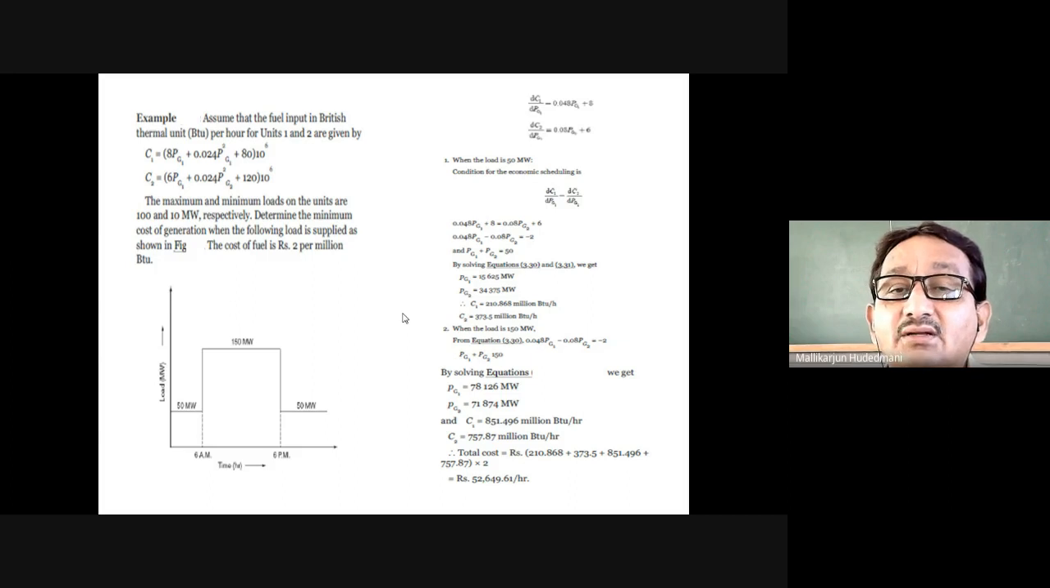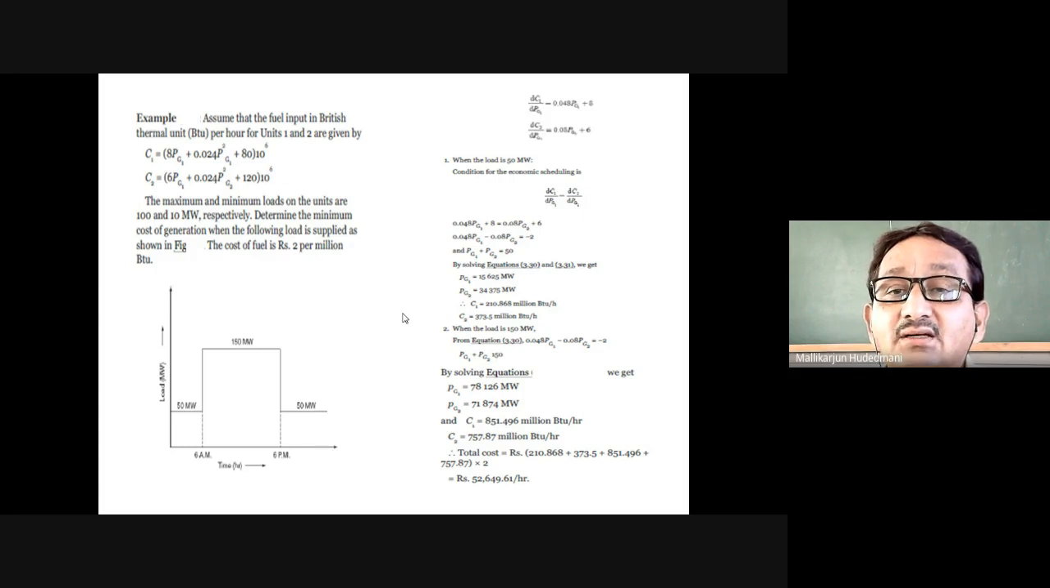dC1 by dPG1, incremental production cost of machine 1, machine 2 is taken. It is taken by differentiating C1 with PG1. You can see 0.024 into 2, 0.048 PG1 plus 8 equal to dC1 by dPG1. Similarly, second equation, 0.048 PG2 plus 6 equal to dC2 by dPG2. When the load is 50 megawatt as per the curve. Yes. How 50 megawatt be shared by these two generators?